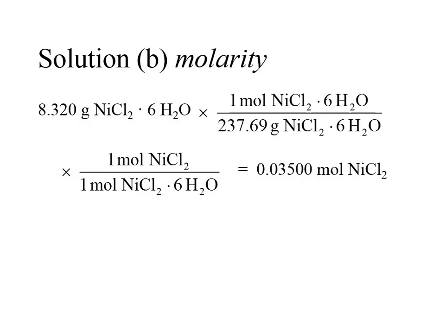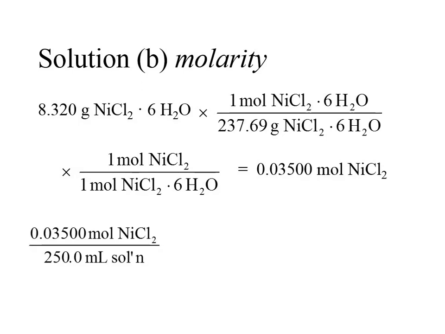0.03500 moles. So then the last thing is to divide it by this volume and to clean it up from milliliters to liters. So here we go. That 0.03500 moles of NiCl2 divided by 250.0 milliliters of solution. Now I need to fix my denominator. I have units of milliliters, I need to get them to liters, so I can do that with 1,000 milliliters of solution over 1 liter of solution. So now I have units of moles of NiCl2 per liter of solution, and we're done.